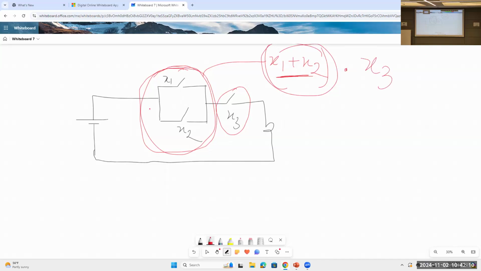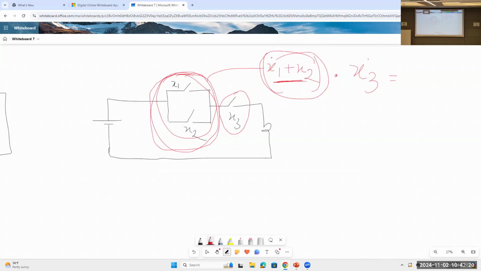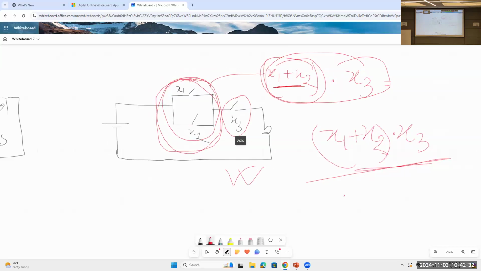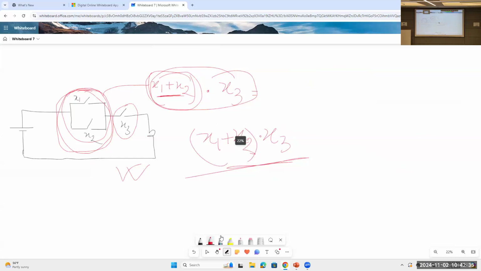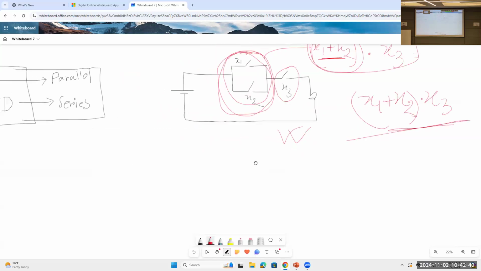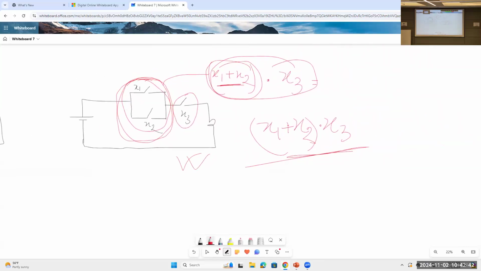Because this portion of the circuit, which can be represented as x1 plus x2, is connected in series with x3, for this circuit we can write the whole function as (x1 plus x2) into x3. This is the function for this circuit. From this circuit, you can also write the truth table. I'm not going into the truth table because the truth table was showing you that these operations represent the OR.